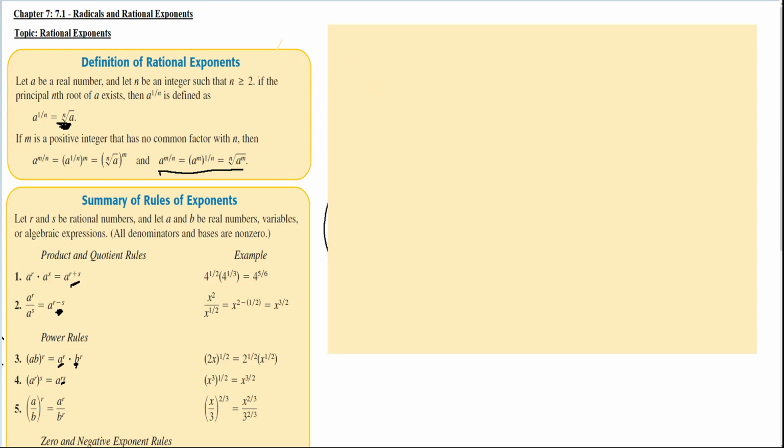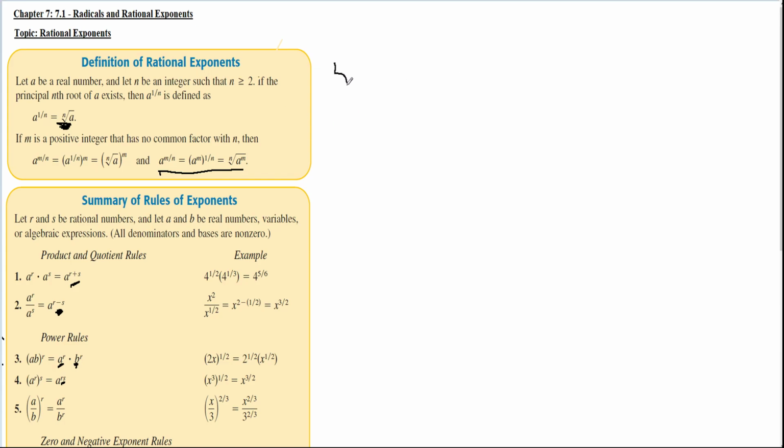Whoops. Let me change the color here. There we go. Okay. So now what I want to do is just do a couple more examples, and then I will stop the video there, because this will end up being 2 parts. Okay. So let me go back to my pen here as well.